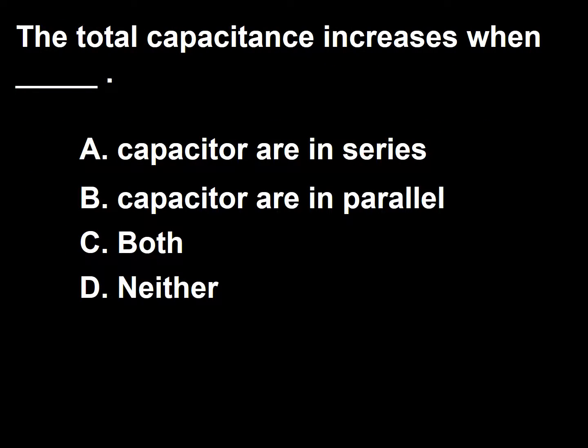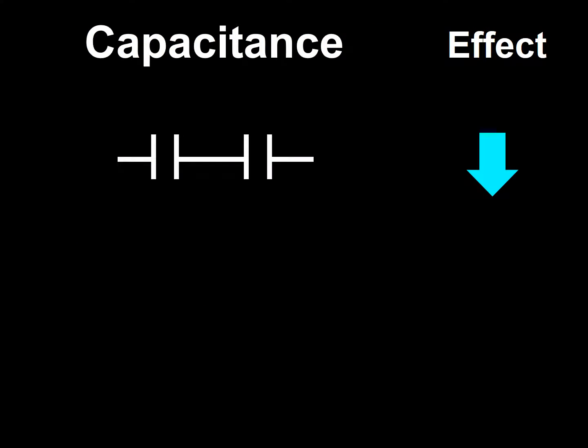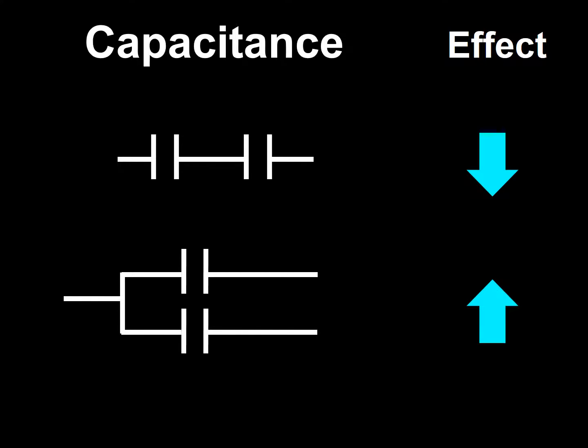Next question. The total capacitance increases when A, capacitors are in series, B, capacitors are in parallel, C, both, D, neither. Capacitors in series decrease their capacitance. Capacitors in parallel increase their capacitance.